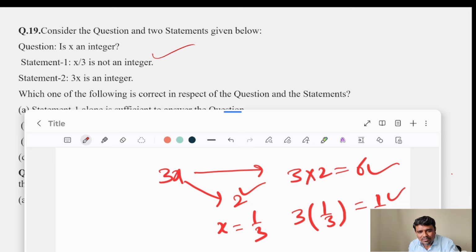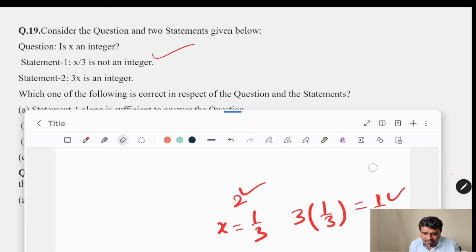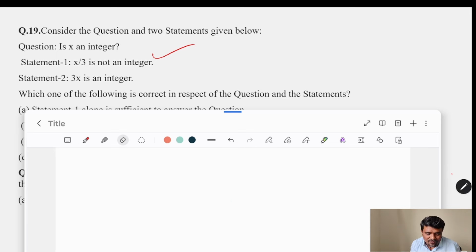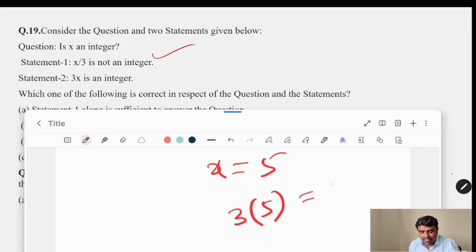How about using both together? That also is not possible. Why? Simply, if I choose the same logic here also, x equal 5. 5 by 3 is not an integer, but 3x, 3 into 5, which is 15, is an integer. So with that, can I say x is always an integer?